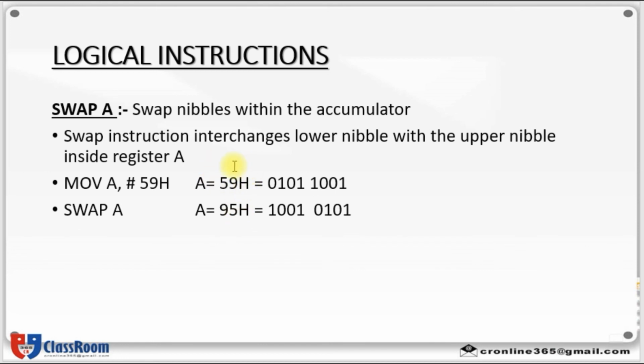So 59 becomes 95. This lower nibble is interchanged with the upper nibble. This portion is known as the lower nibble and this portion is known as the upper nibble. These two portions are interchanged when this instruction is executed.